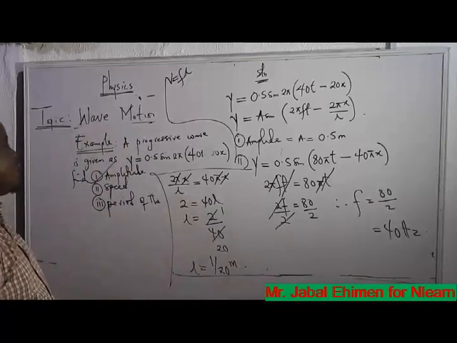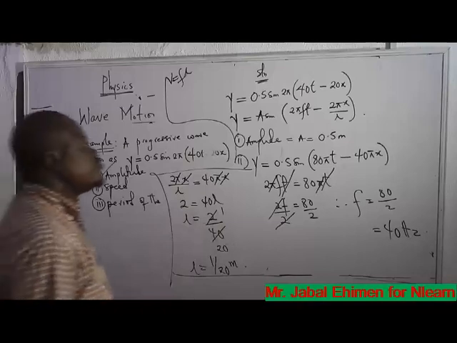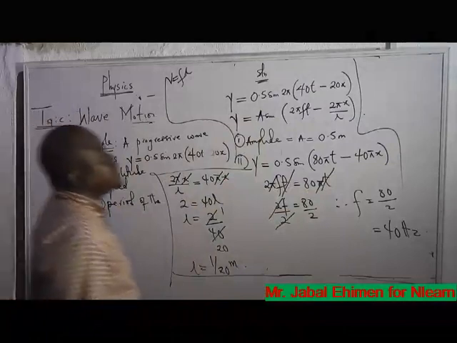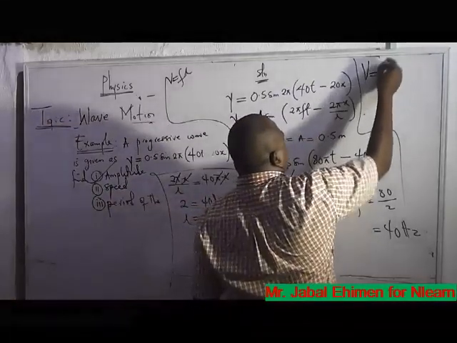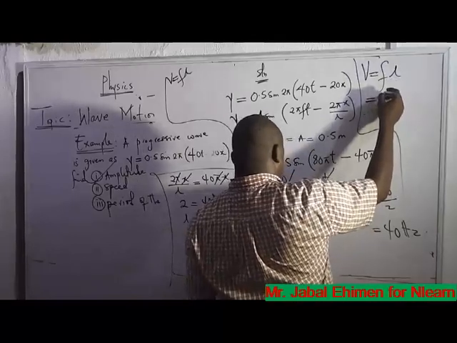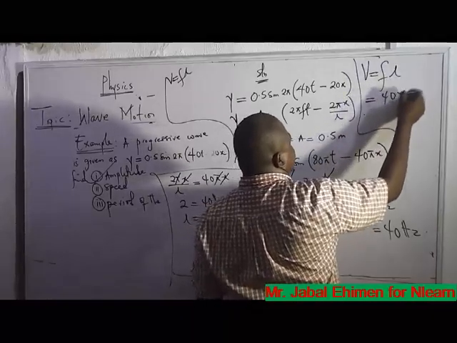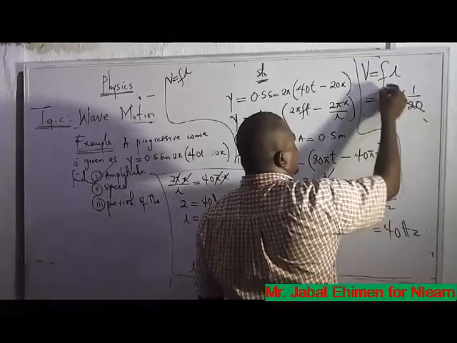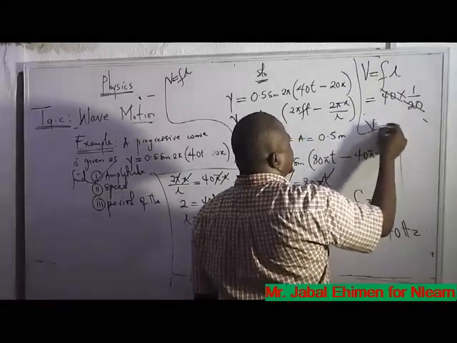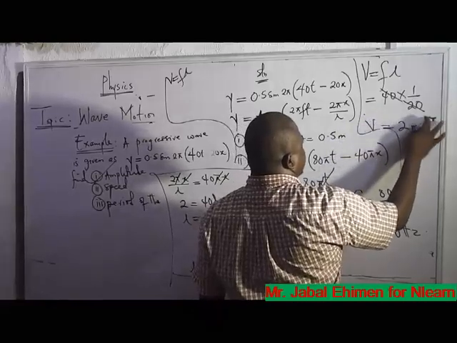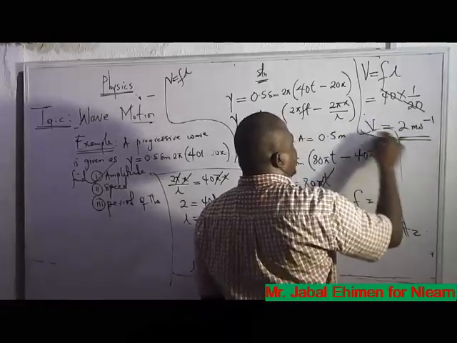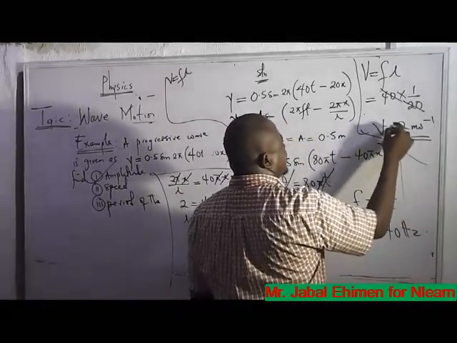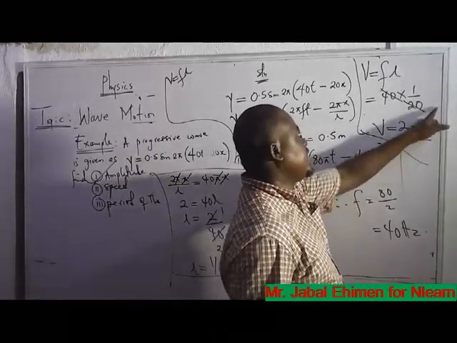Now it's easy. Now we have lambda and we have the frequency. So from there, how do you now find the speed? The speed is v equals f lambda. So the frequency is 40 and lambda is 1 over 20. So v equals 2 meters per second. So that is the velocity of the wave. So v equals 2 meters per second.